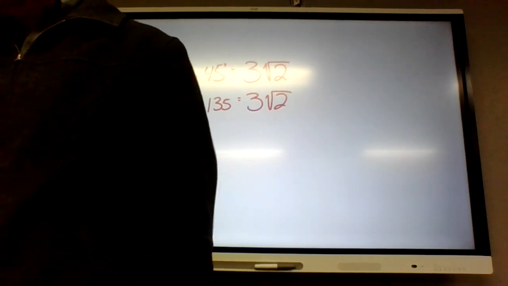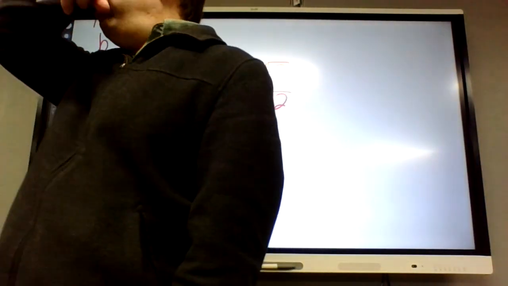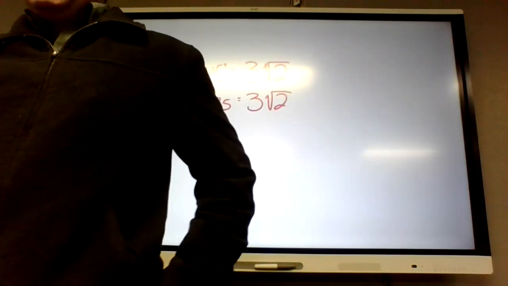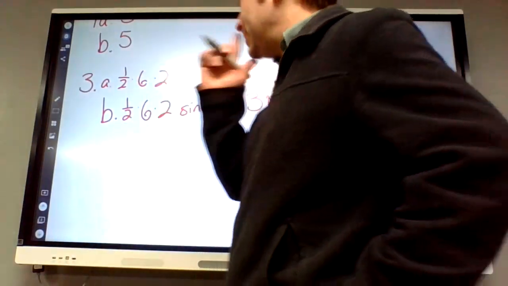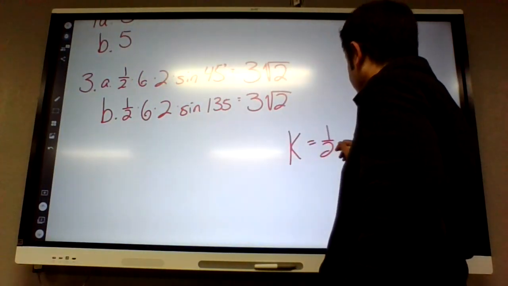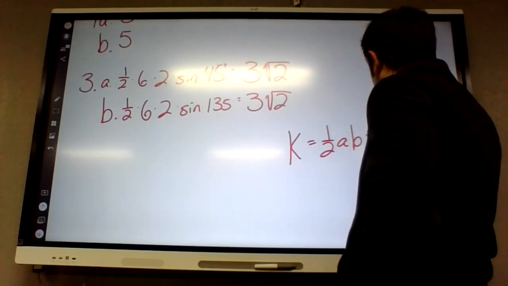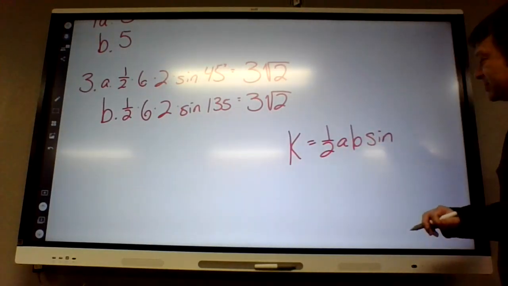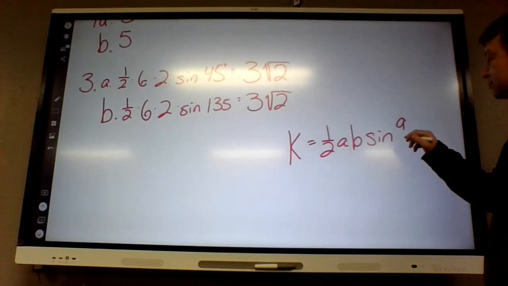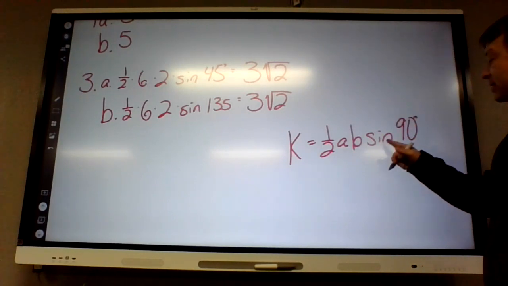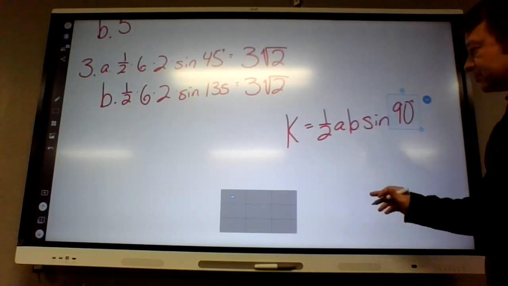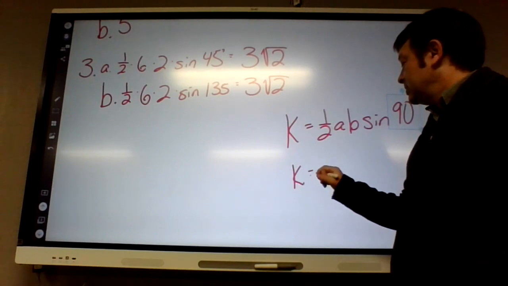Okay, number 5 is kind of weird. What does the formula K equals 1/2 AB sine of C become when C is a 90-degree angle? What's sine of 90? It's going to be 1.